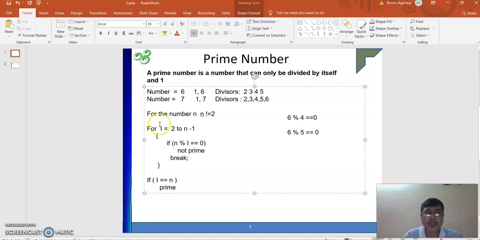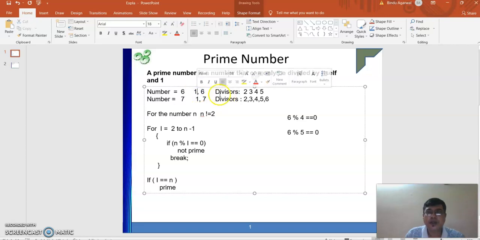Okay, so let me again tell you what a prime number is. A prime number is a number which is divisible only by itself and 1. Let us consider a number, say 6. 6 will be a prime number only if it is divisible just by 1 and itself.